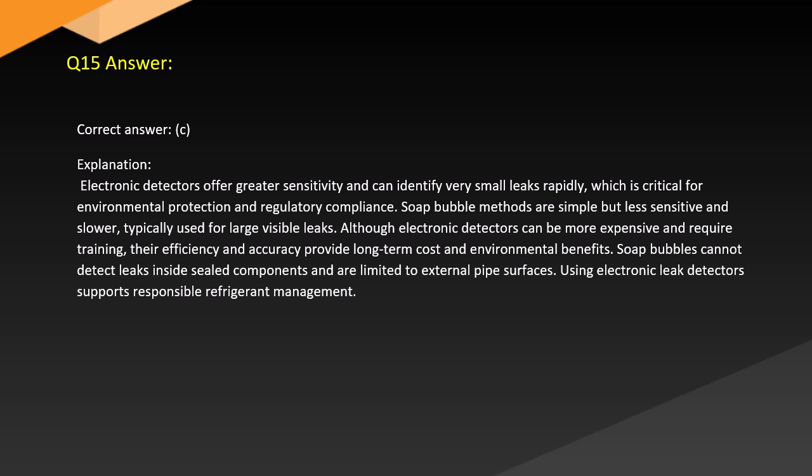Answer. Correct answer. C. Explanation. Electronic detectors offer greater sensitivity and can identify very small leaks rapidly, which is critical for environmental protection and regulatory compliance. Soap bubble methods are simple but less sensitive and slower, typically used for large visible leaks.